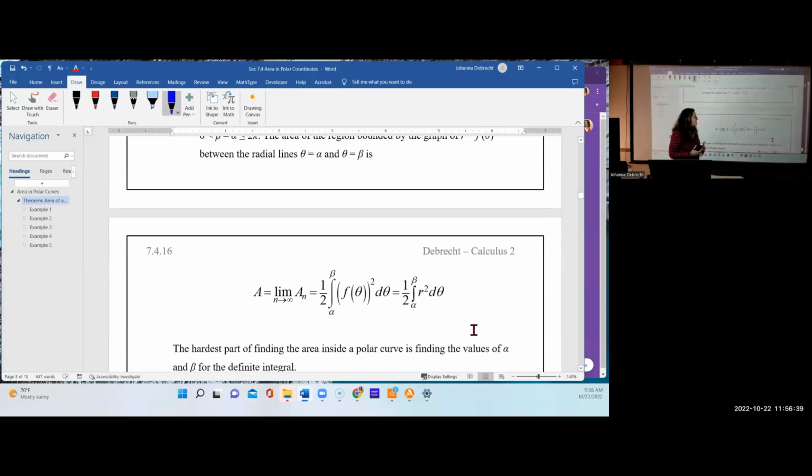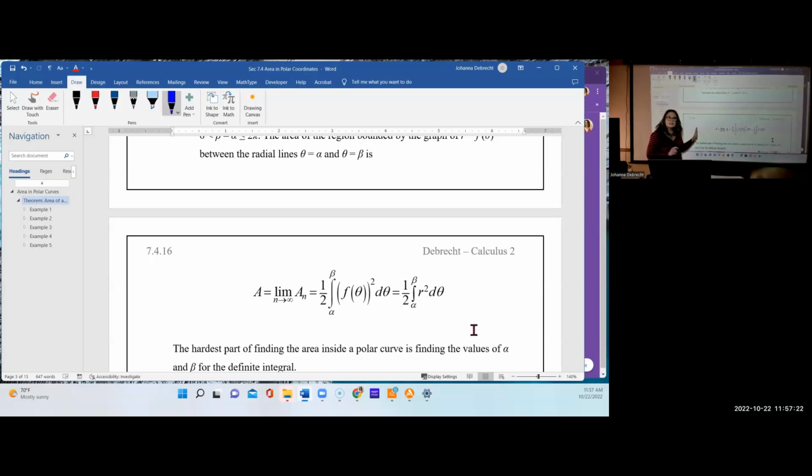Now, what's the hardest part of doing these? The most difficult part is twofold. One, there are some polar curves that trace themselves more than once between 0 and 2 pi, in which case you want beta minus alpha to be less than whatever value traces the curve once. So let's say we have a rose and we get all 3 petals between 0 and pi. Then you want your beta minus alpha to be less than or equal to pi. You don't want to go past the point where it starts tracing itself again. So that's one thing to consider.